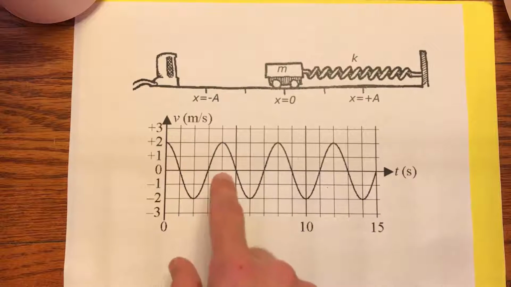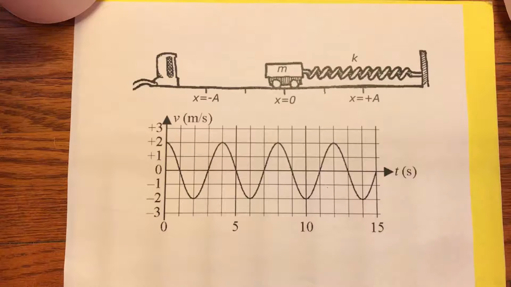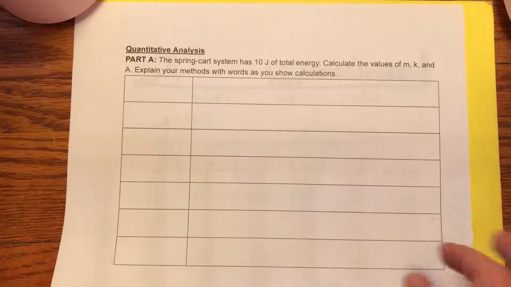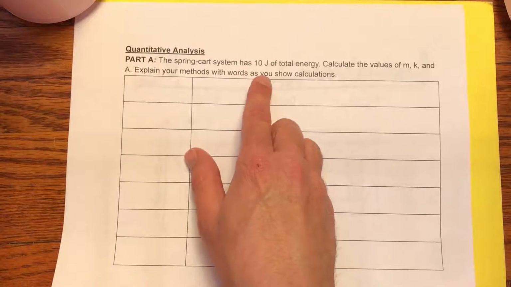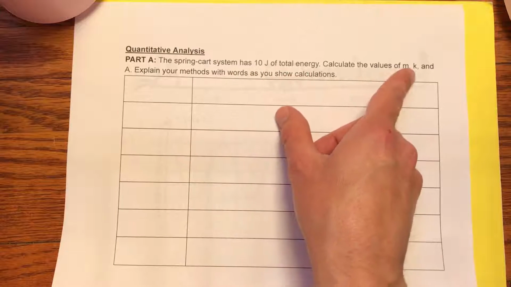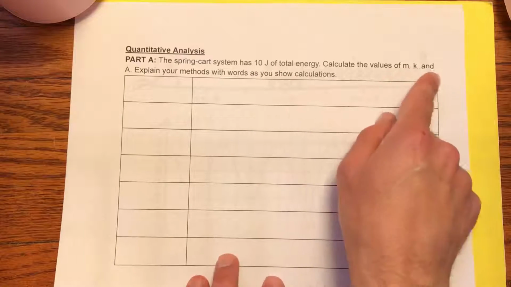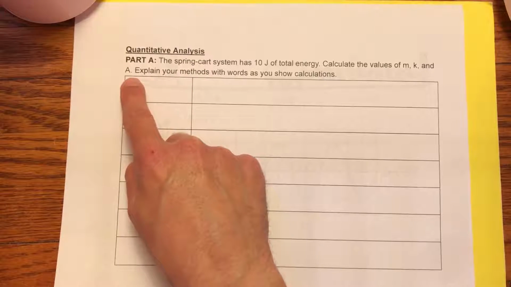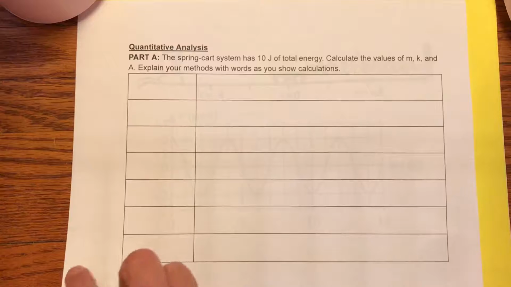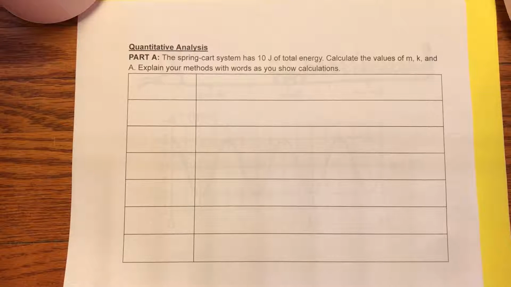So there's a couple of questions on here that they get to. How can you get all this information off of there? They say that, knowing the system has 10 joules of total energy, calculate the values of mass, spring constant, and amplitude, expressed in words and equations. I'm going to focus on the equations and just say the words here.